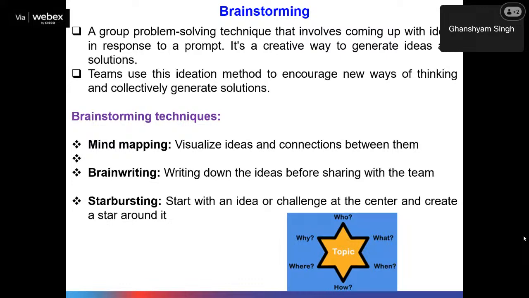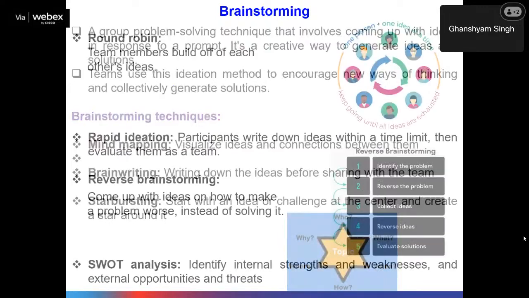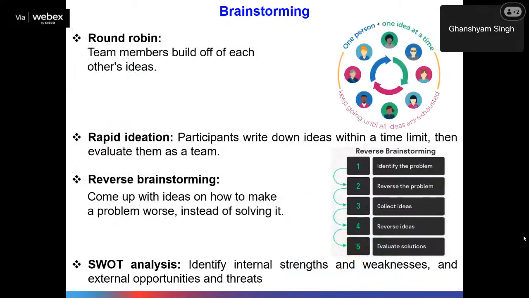So we may start with an idea or challenge at the center and create a star around it, and we can raise these questions like what, when, how, who, why, and where. These are the basic questions which we can float to the student and ask them to come up with a solution or replies to these questions. Then we can also have a round robin where team members build off each other's ideas. The students share these ideas in a round circle. Rapid ideation, where participants write down ideas within a time limit, then evaluate them as a team.